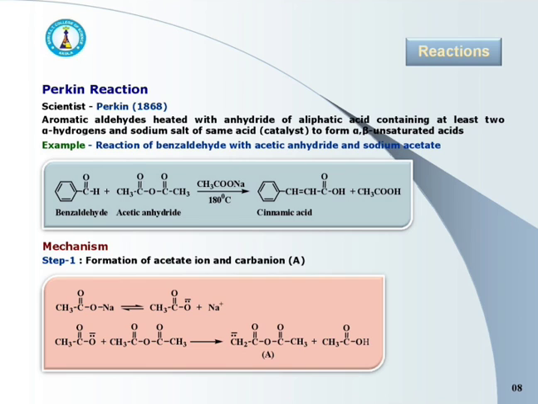See the reactions. Sodium acetate dissociates into CH3COO negative, that is acetate ion, and Na positive. This acetate ion then abstracts alpha hydrogen from acetic anhydride to get the carbanion A. During this, there is a removal of acetic acid. This is the first step, that is the formation of acetate ion and carbanion A.